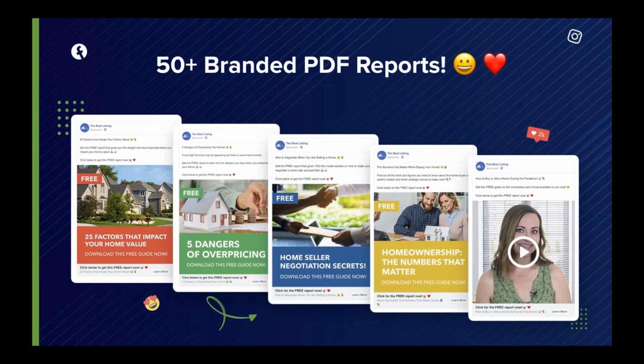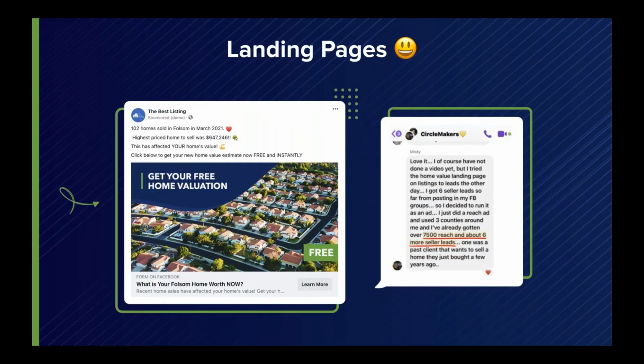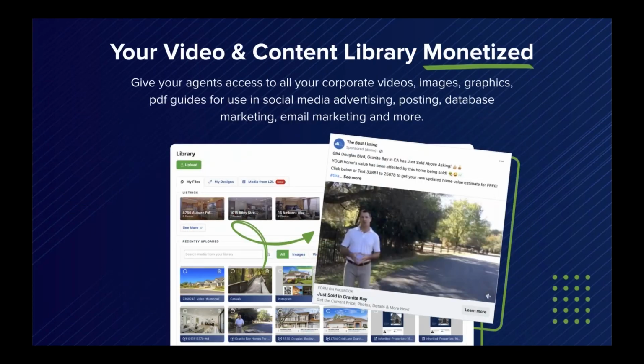We've got PDF guides, all right? So we've got 50 plus PDF guides in your account right now, all branded to you, all branded to your office, on home selling and home buying, that you can use also. And then you've got unlimited landing pages. So all the what is your home worth, nearby home sales, custom landing pages. You've got all the landing pages you could ever need, right? Between listings, PDF guides and the landing pages, you have all the tools you need to generate business. We've also got a video and content library, so you can upload your videos that you may have for your listings, your area videos, to use within listings to leads.